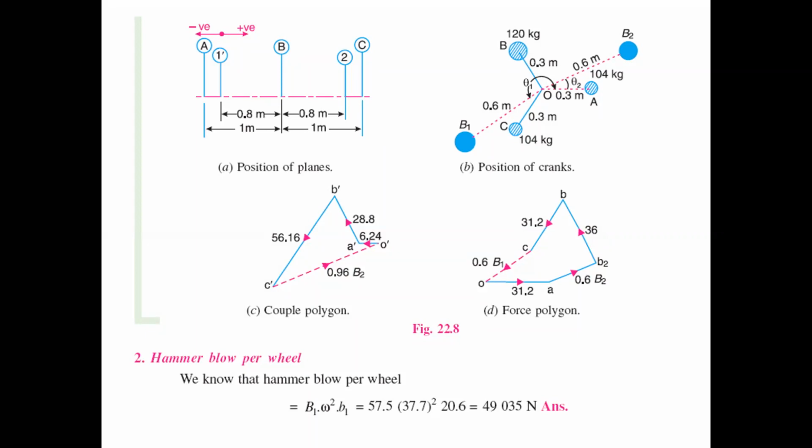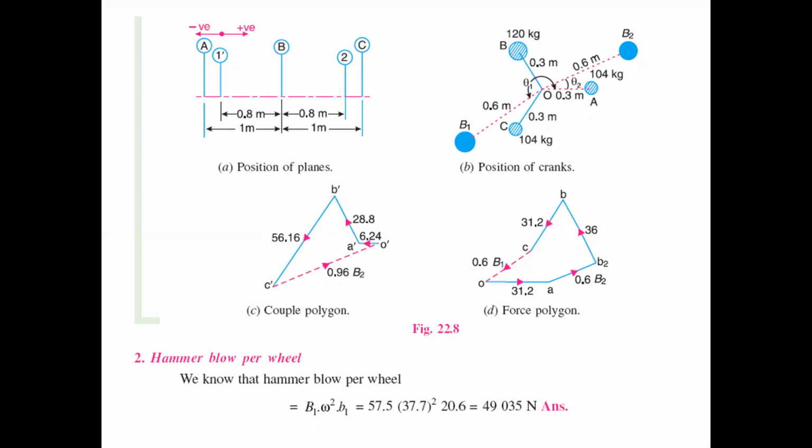The diagrams will be drawn with the help of our problem description. Those are the three cranks and three cylinders, mounted on the same axle. A, B, C are the three cylinders, and they are balanced with the balancing masses. Planes 1 and 2 are the balancing mass planes.